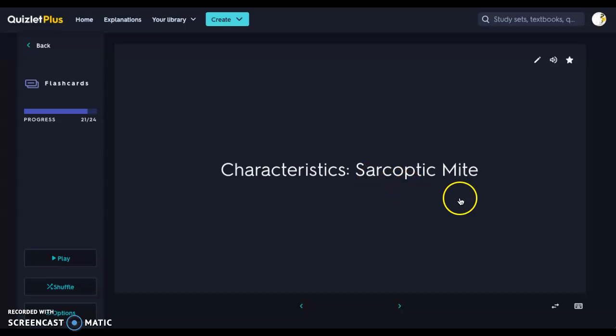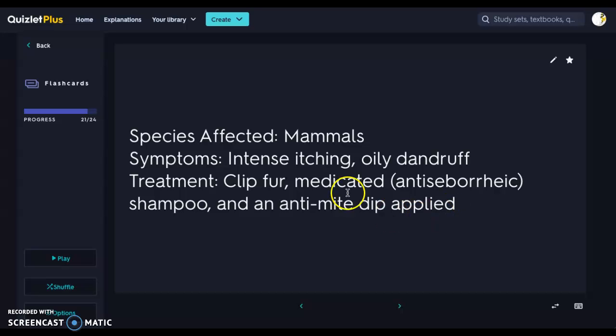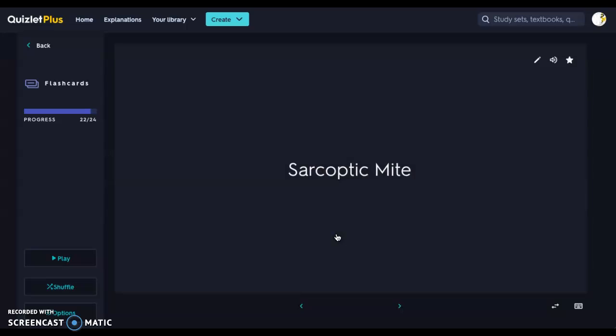Next, we have a Sarcoptic mite. So if you've heard of Sarcoptic mange, that is from the Sarcoptic mite species. Again, mammals. Symptoms are going to be super intense itching. Here we're going to actually have oily dandruff, where with the Demodex you had dry skin, but with the Sarcoptic mite you're going to have oily dandruff. Treatment is clipping that fur, again using medication, anti-seborrheic shampoo, and then anti-mite dips may be applied as well. Depends on how severe the infection is.